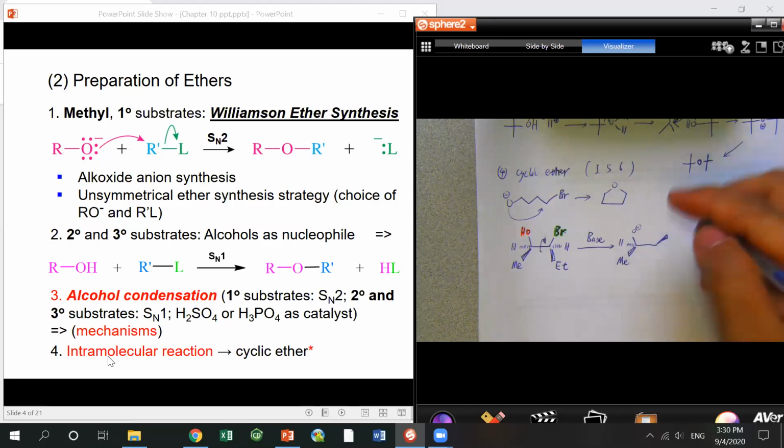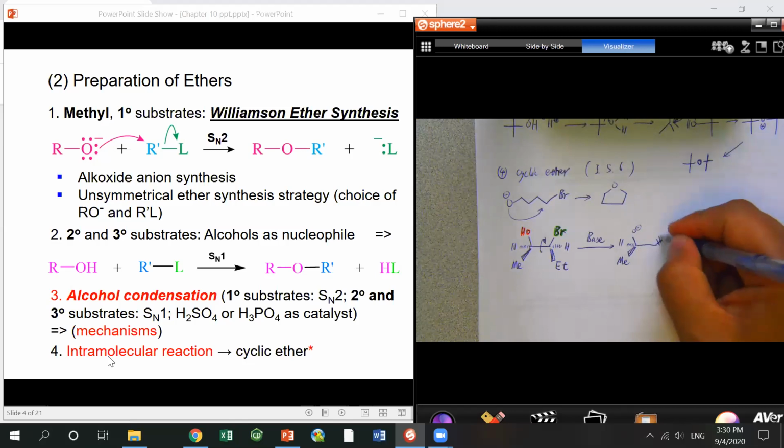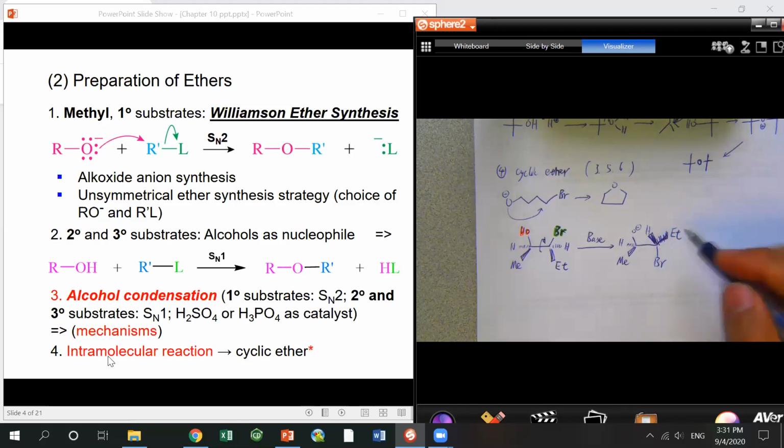Okay. So once you still keep the wedge bonds, sorry. So this one becomes Et, and then the hydrogen should connect by a wedge bond, and then Br. So the Et group connects by a dash bond, and then this one, okay, some questions.